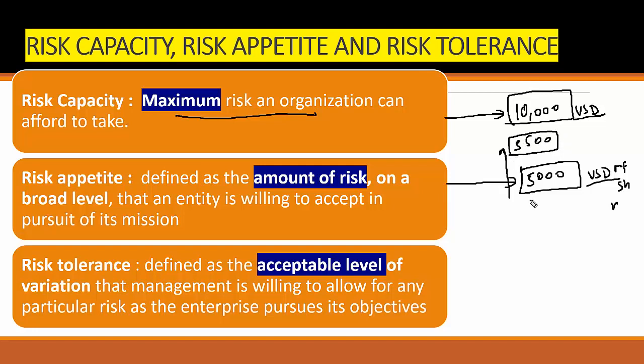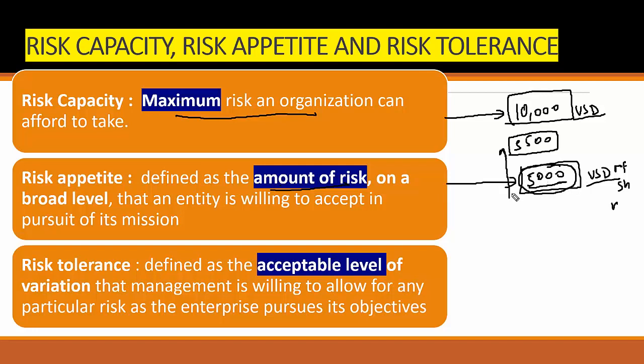So what is appetite here? My $5,000 was the appetite. Appetite means the amount of risk. There's a difference: maximum risk versus amount of risk. The amount of risk that you have taken to pursue the mission. So risk appetite is defined as the amount of risk, on a broad level, that an entity is willing to accept to pursue the mission. Here, as an individual, I have decided to set the appetite at $5,000 in a mutual fund. Then one day what happened?